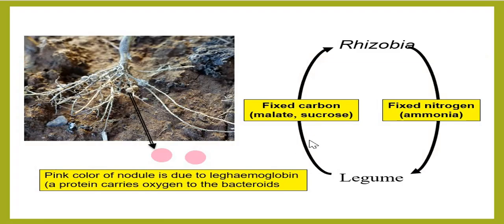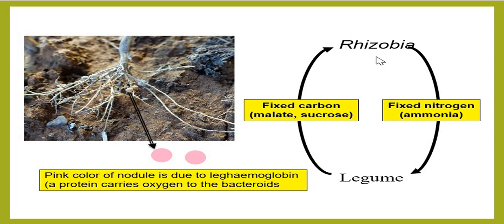This slide is showing the nodules in a leguminous plant. So these nodules are pink in color, and this pink color is due to the leghemoglobin in the nodules that can bind the oxygen and carry the oxygen to the bacteroids, and thus provide the nitrogenase an oxygen free environment. So this is the cycle.